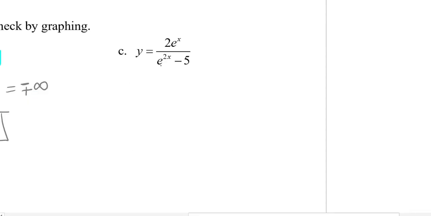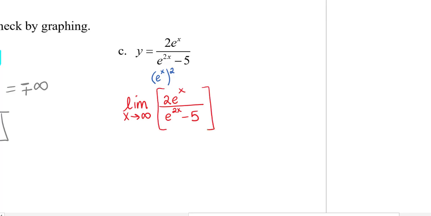Now, what I'd like to make sure we know is that e to the 2x is actually just a rewrite of e to the x quantity squared, or e to the x times e to the x, however you'd prefer to see that and work with that. And for now, I'd like to just focus on limit as x approaches positive infinity. The negative infinity will require us to use some L'Hopital's rule that we'll learn later on in the semester.